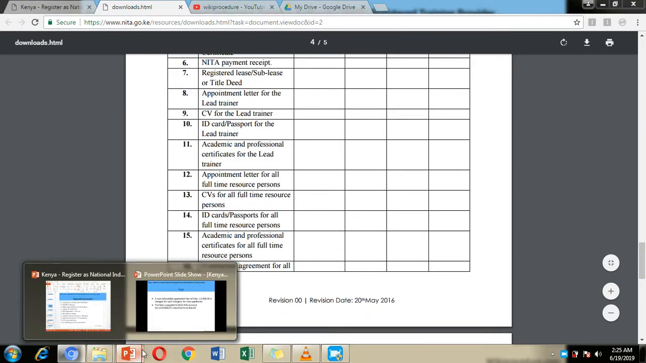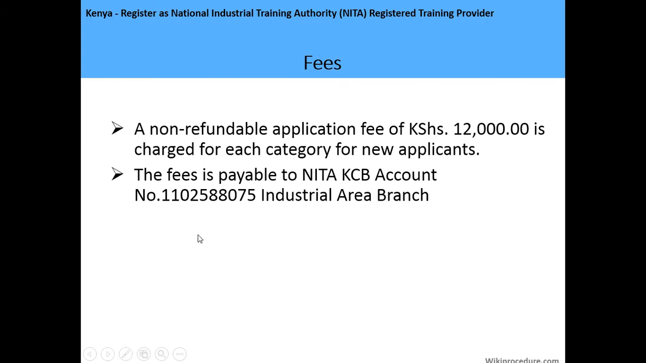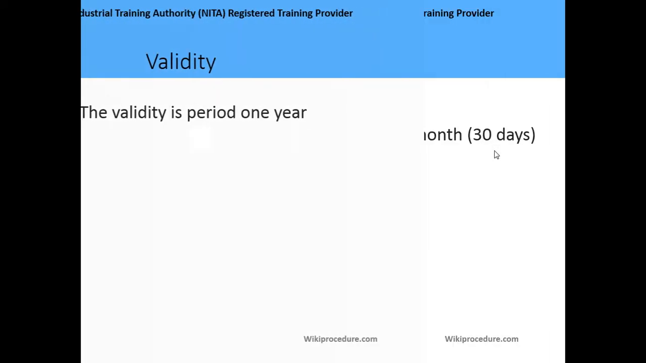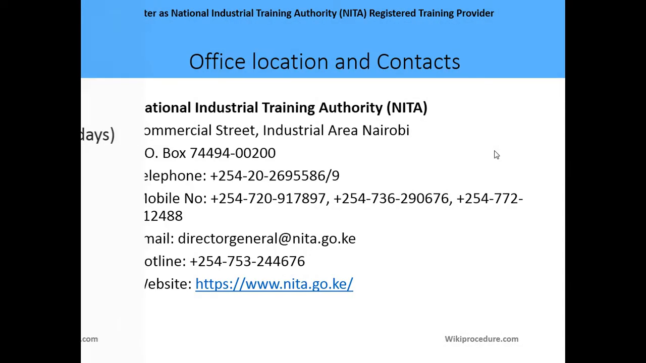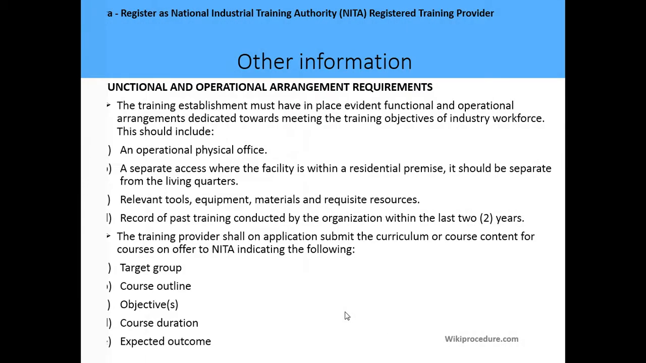So let's go through. The fee, as we had already mentioned, is 12,000 shillings. Validity period is 1 year. Processing time is usually 1 month. NITA is located at Commercial Street, Industrial Area, and you can visit them through their website at www.nita.go.ke.